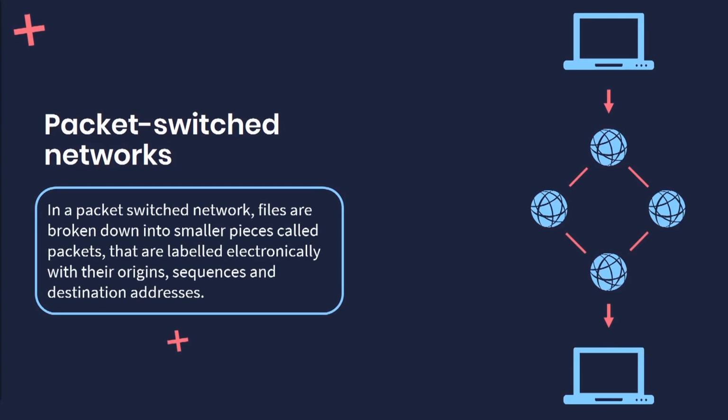Essentially, in a packet switch network, files are broken down into small pieces or chunks, if you will. And these packets are labeled electronically with the origin, sequences, and destination address over a network. Hence the name packet switch network. Each packet can take different paths along a network until it is sent from the sender and arrives at the receiver or the destination of that particular packet. And generally speaking, when we talk about labeled electronically, we refer to the fact that each packet is labeled with an IP address from the sender as well as the receiver.